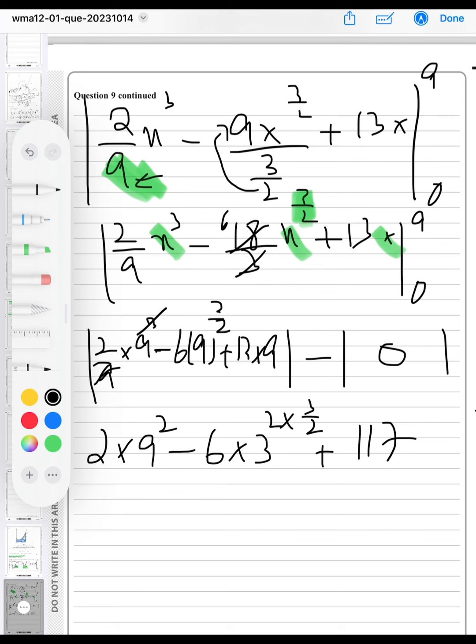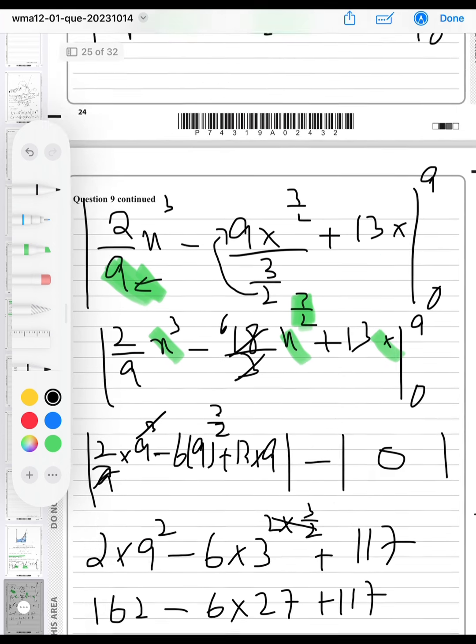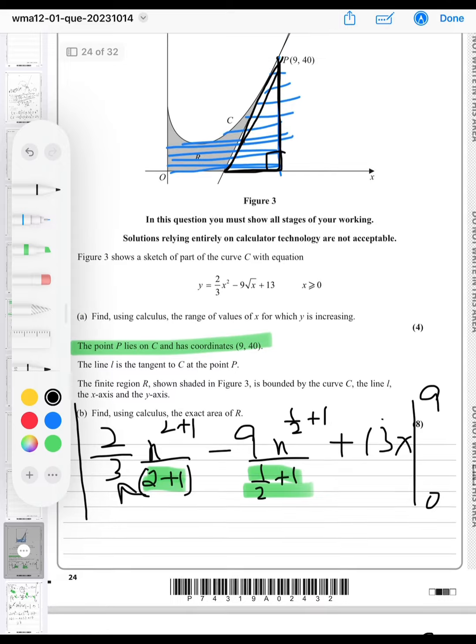So now 2 into 81 will become 162, and 6 into 27, plus 117. So 162 minus 6 into 27, and plus 117 will result in 117. So this is the answer for the shaded part, the whole shaded part.